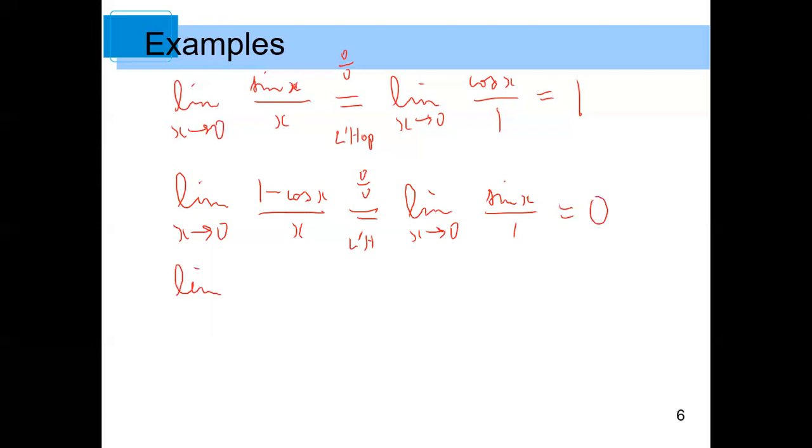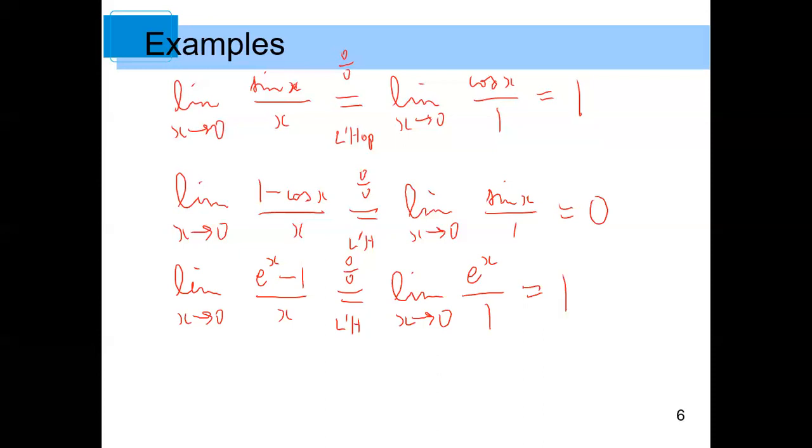What about the limit as x goes to 0 of e to the x minus 1 over x? Well, once again, 0 over 0, L'Hopital's rule. This is the limit as x goes to 0 of e to the x over 1, and we plug in x equal to 0 and we get 1. Okay? Make sense? Let's do something more interesting.